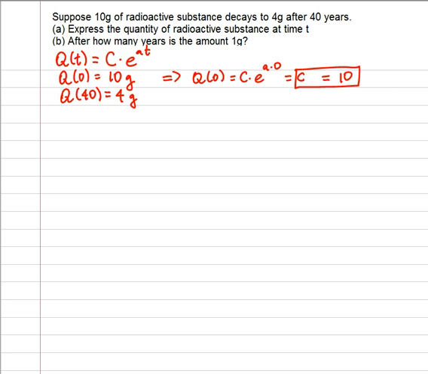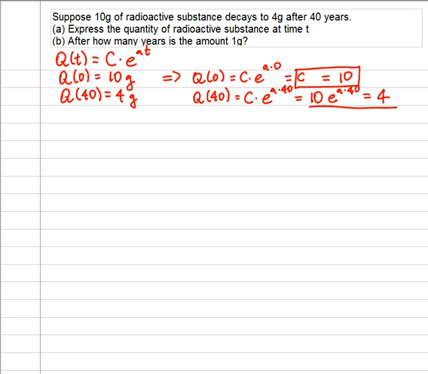Then doing the same thing for 40, which is c times e to the a times 40. Now we know c is 10, so 10 times e to the a times 40 is 4 from the problem. So we are solving this exponential equation. We first divide by 10, so e to the a times 40 equals 4 over 10, which is 0.4.